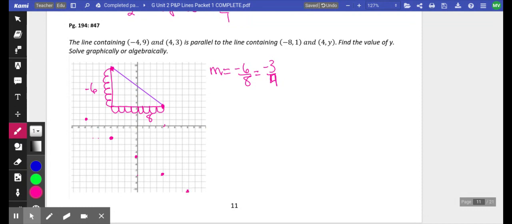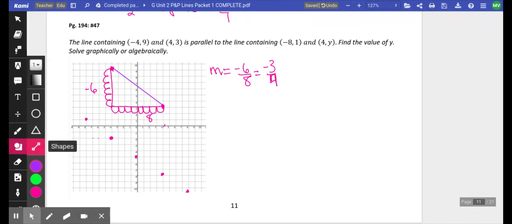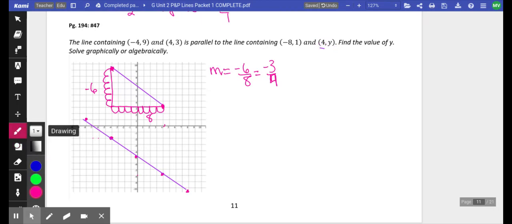And I get that line. So when I draw that line connecting those, to answer what y is, I want to look where x is 4. So where x is 4 is on this point right here. So that's y equals negative 8.